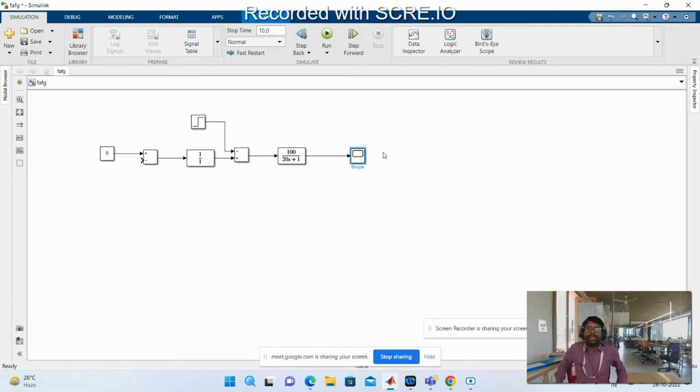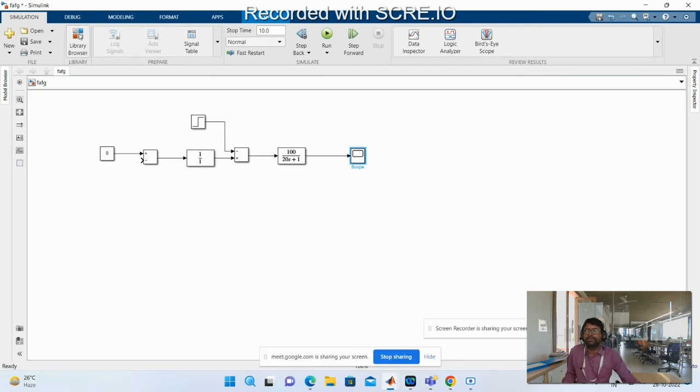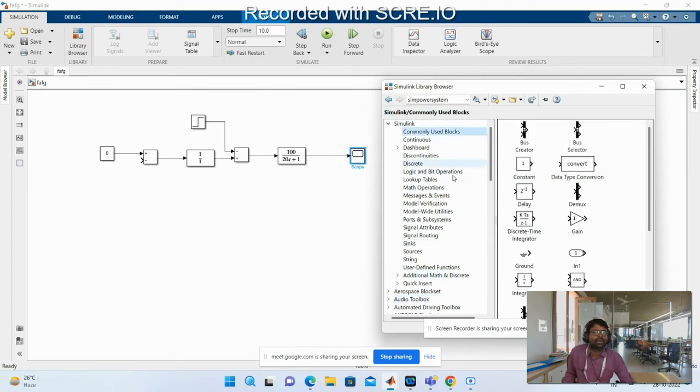Now tell me, did I miss any other block for the load frequency control? First order approximation. 1 by R. Perfect. We have the 1 by R. For that, it's like a gain. So go to your MATLAB library browser and you can use the continuous blocks. You can see the gain block. So just drag and drop here.